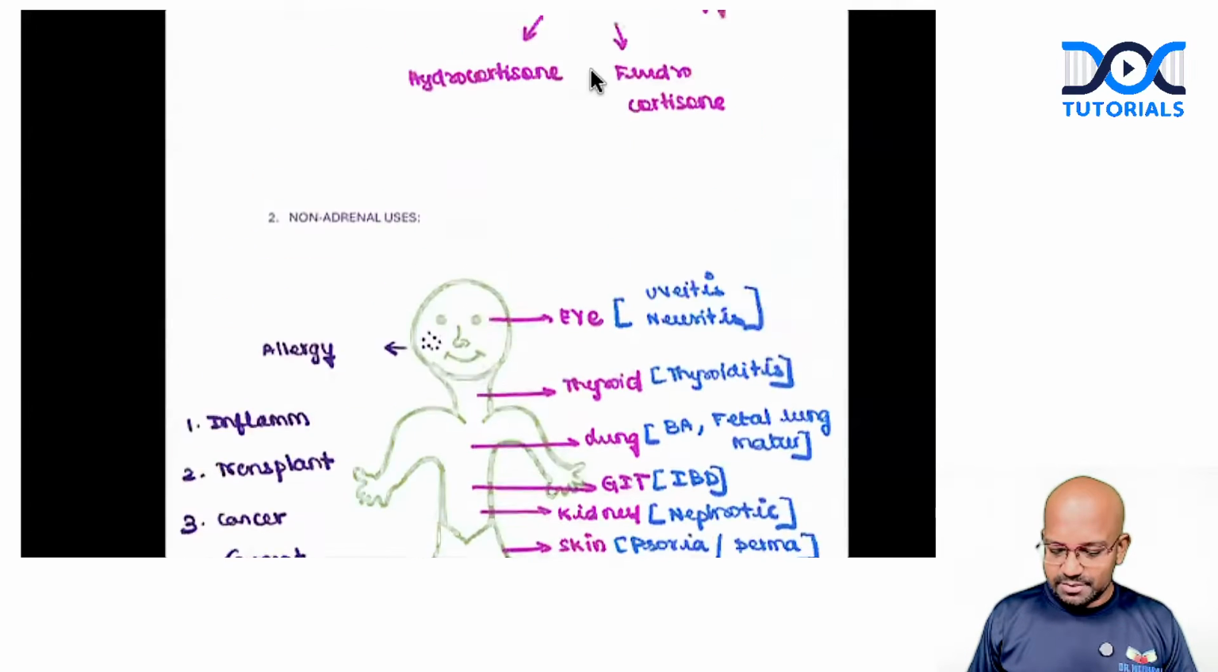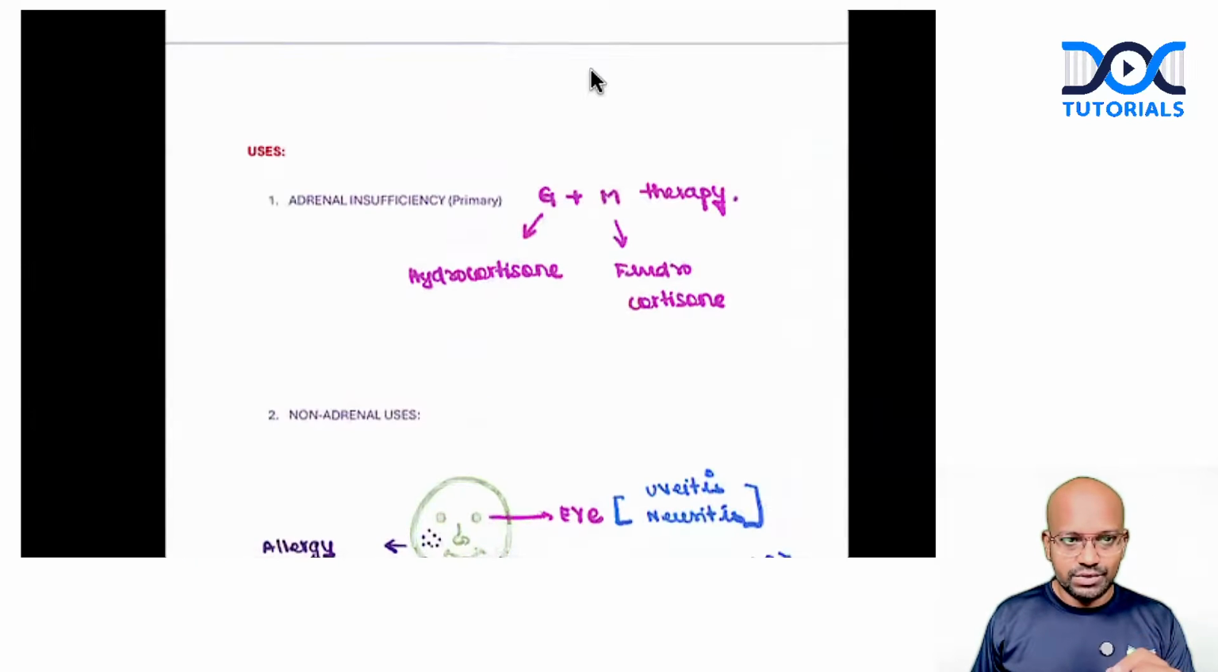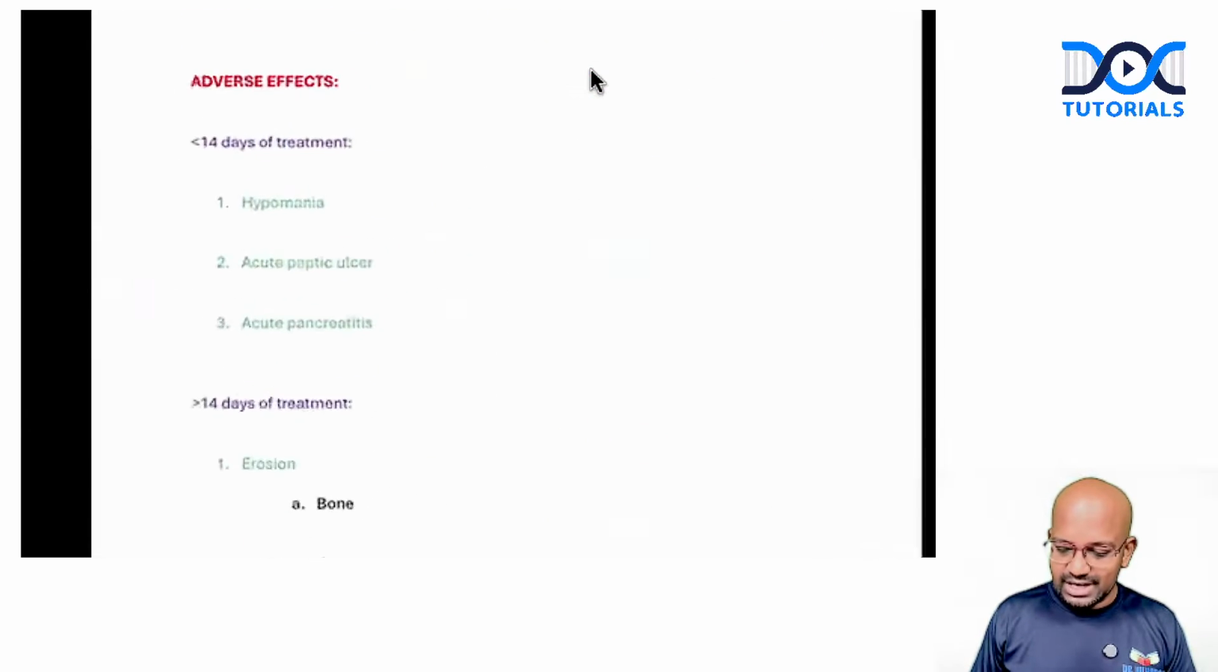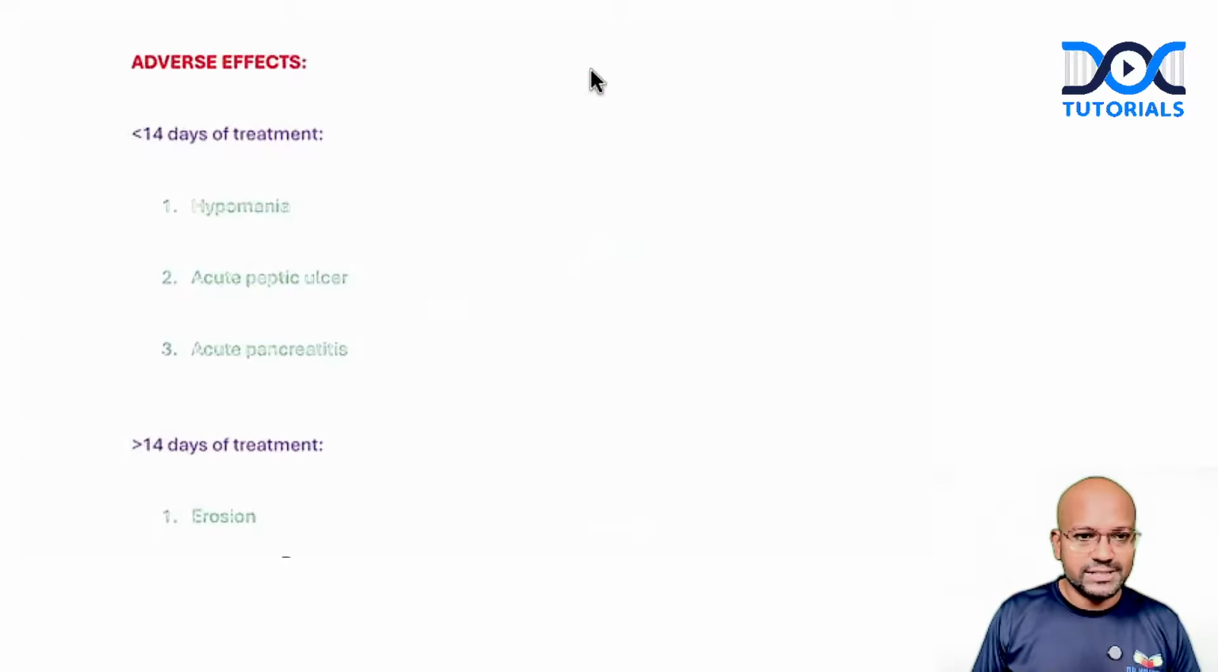So simply in this page, we have explained what the adrenal uses and non-adrenal uses of steroids are. Now moving on to the last part of this session, let's talk about the adverse effects of steroids. We are going to classify the whole of adverse effects into two major types: adverse effects which can be seen for a shorter duration of therapy, less than 14 days, and adverse effects which can be seen when it is used for more than 14 days.